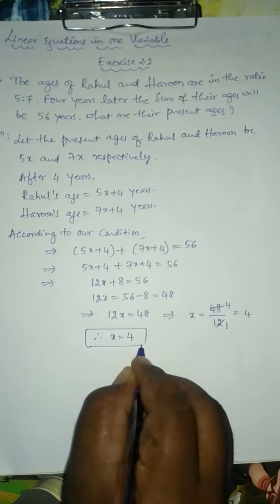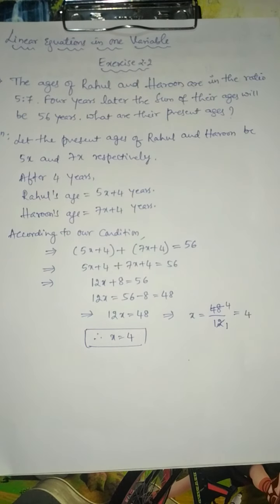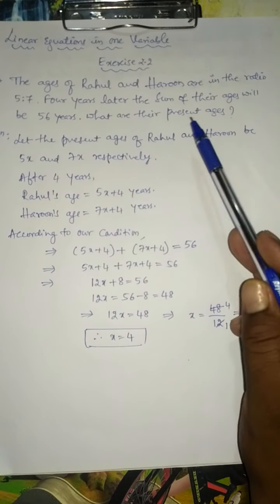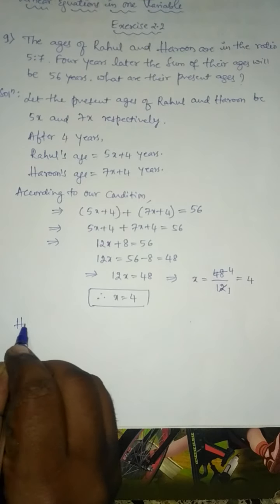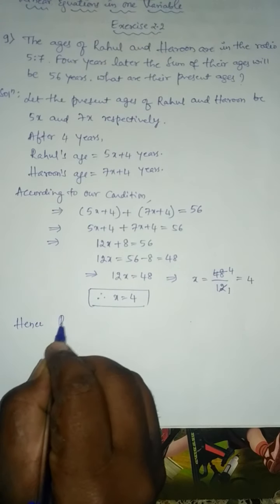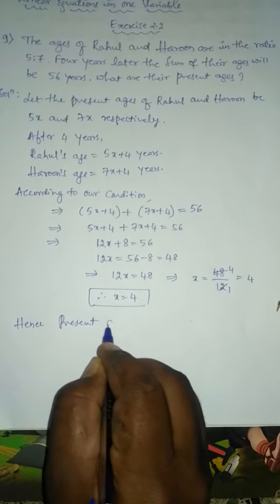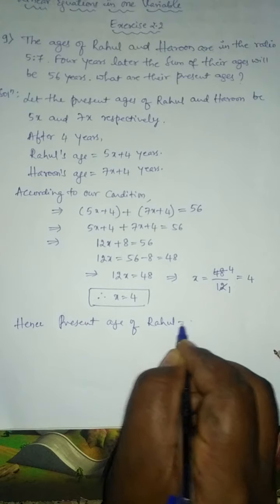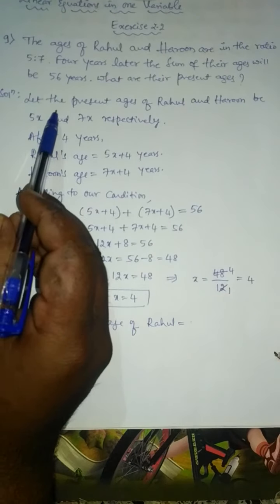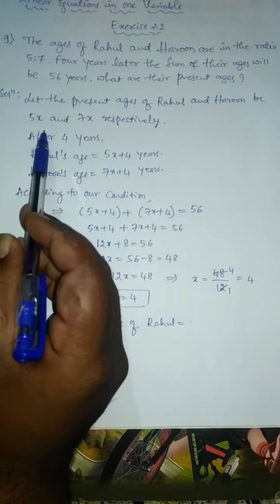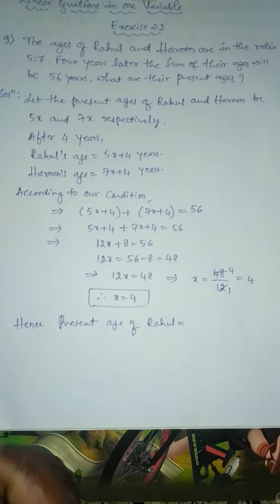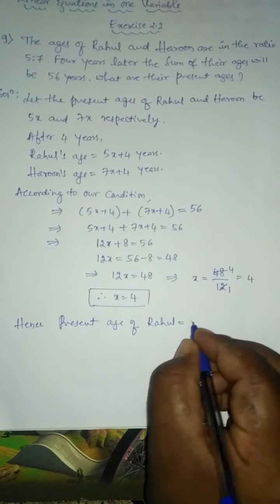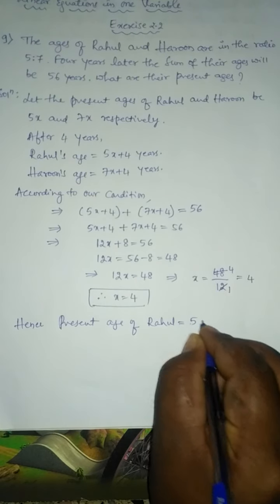So now we got the x value. What do we have to find out here? What are their present ages? Hence the present age of Rahul. What did we consider as the present age of Rahul? The present ages of Rahul and Harun are 5x and 7x, as we already considered. So the present age of Rahul is equal to 5x.